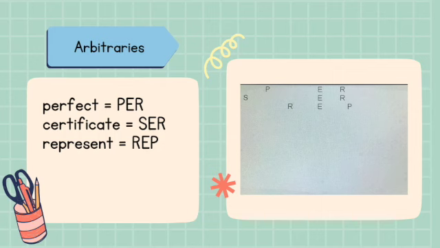So you have there perfect, that's initial P, vowel E, and final R. For certificate, that's initial S, vowel E, final R. For represent, that's initial R, vowel E, final P. Okay?